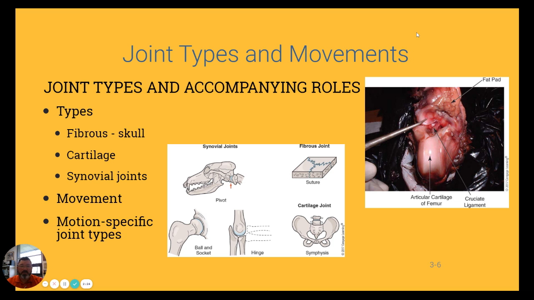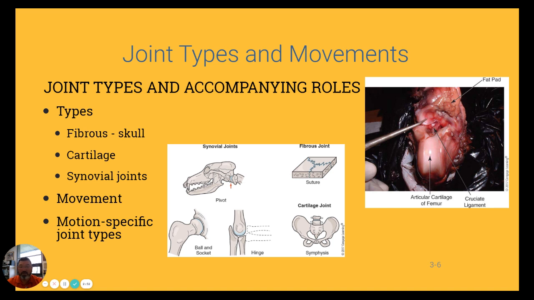So let's look more specifically at some joint types. There's an image here in the middle of your screen that shows some different types of joints, whether it's synovial joints, ball and sockets, hinge joints, fibrous joints, and so forth. There's lots of different types. Nearly all of them are connected with cartilage at some point. They provide movement, and there are motion-specific types of joints.